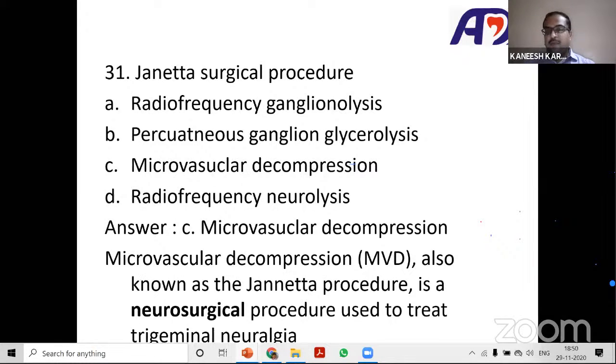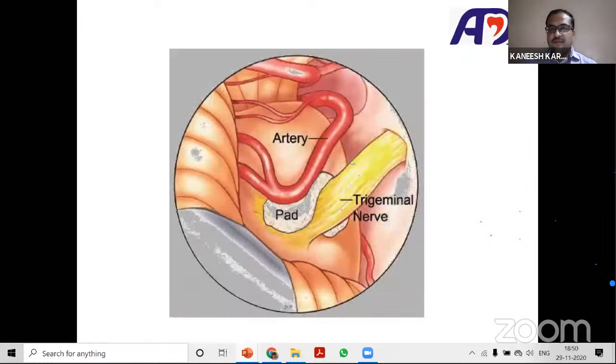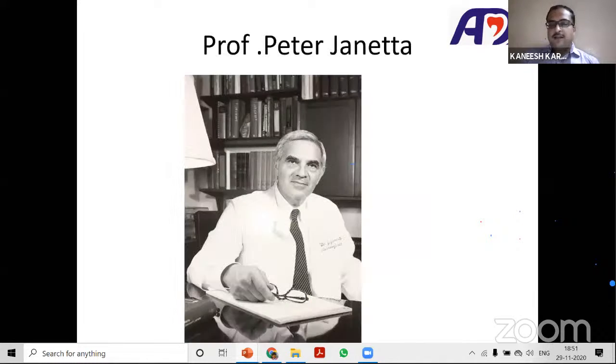That might be because of the middle cerebral artery, which has an aneurysm that pulsates onto the trigeminal nerve. So what they generally do is an open skull surgery and place a separating thin layer of tissue or pad, so that the pulsating middle cerebral artery does not affect the trigeminal nerve and the patient is cured of trigeminal neuralgia. This is Professor Janata, who devised that procedure.